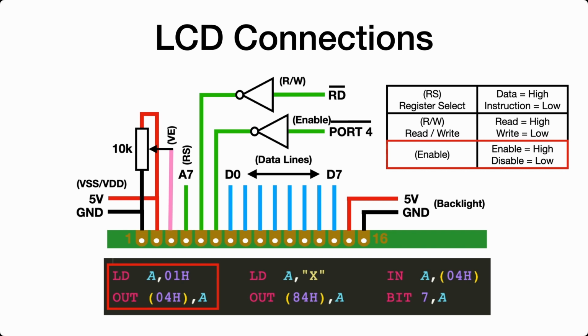If we want to send data out to the screen, let's say the letter X, we load it to A, and we just set A7 to high. That tells the LCD it's the data.